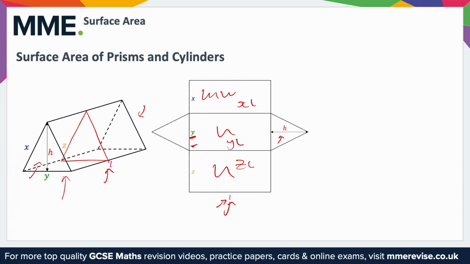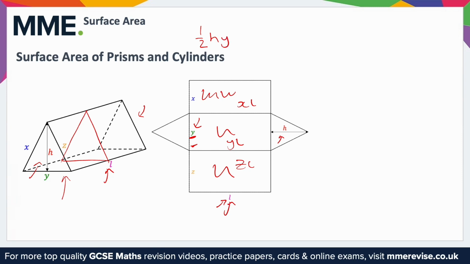Then we need to figure out the 2 triangles' areas. Remember, these are going to be exactly the same because they're both cross sections, and as we discussed earlier, these have a constant cross section. So we have a triangle of height H and base Y. Remember, the area of a triangle is a half times base times height. So in this case, it's going to be a half times H times Y.